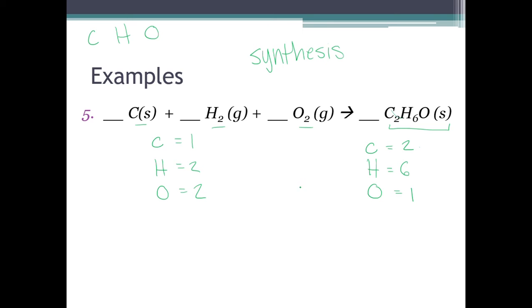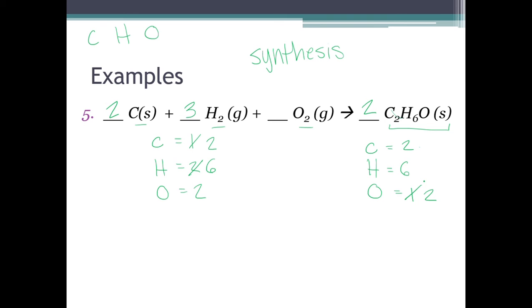So let's look at carbon first. If we put a 2 in front of carbon, that'll give us 2 and 2, which is good. And then hydrogen, if we put a 3 here, then that'll give us 3 times 2 is 6, and that's good. And then on the left here, we've got 2 oxygens and 1 oxygen on the right. So we'll need to put a 2 here to correct that, and that'll give us 2 oxygens.